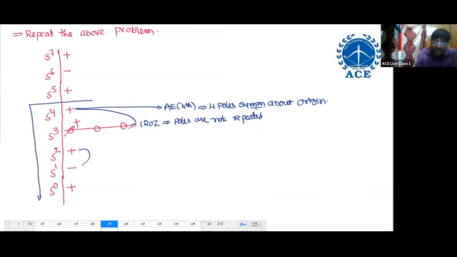Below auxiliary equation, 2 sign changes. That means 2 poles right and symmetrical poles left.